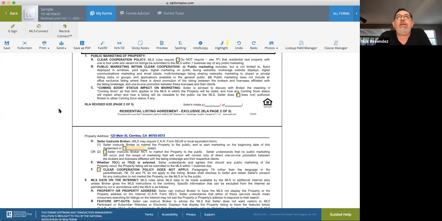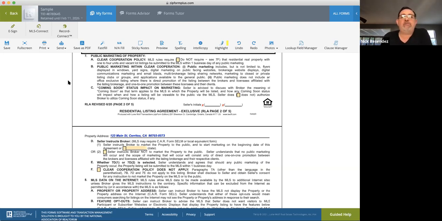Also, if the property is maybe in the coming soon status, a seller can still accept an offer subject to inspection, but they can't show it, but they can still accept an offer. So there's some nuances there, Andrea, and hopefully that makes sense.